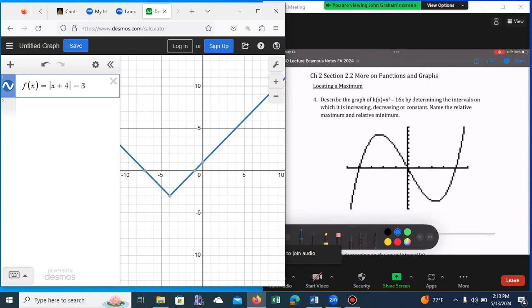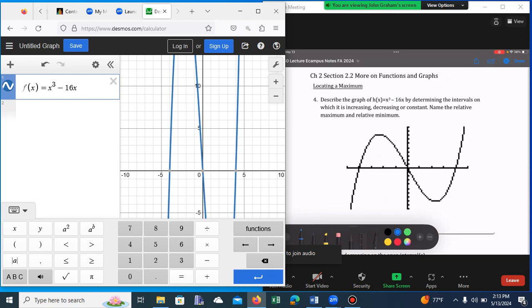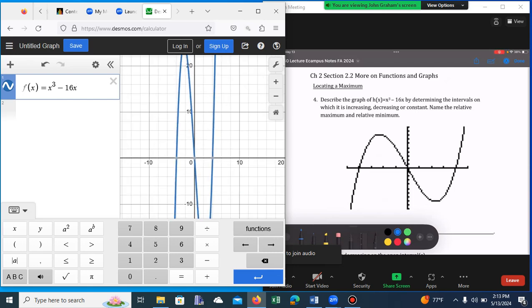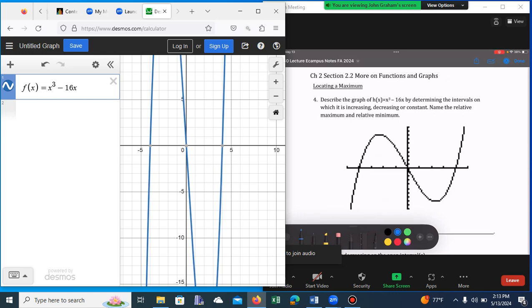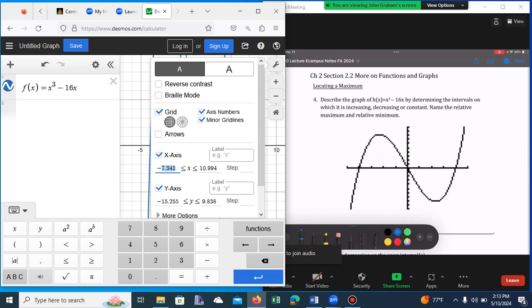Now let's look at cubic. X cubed minus 16x. Zoom out some. Change this directly to -5, 5.